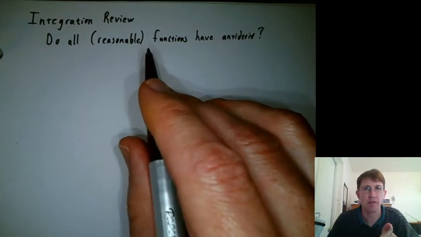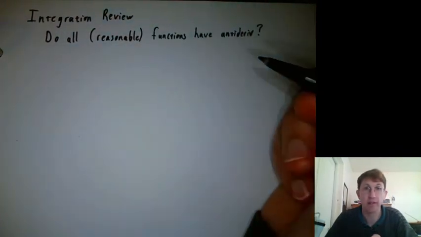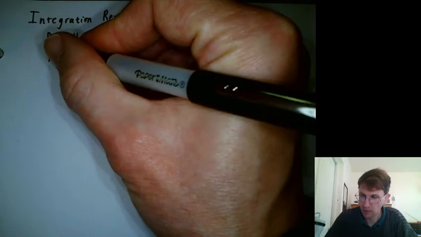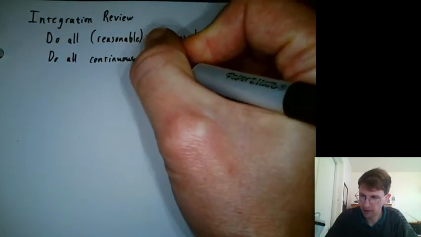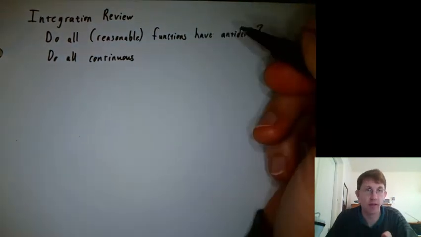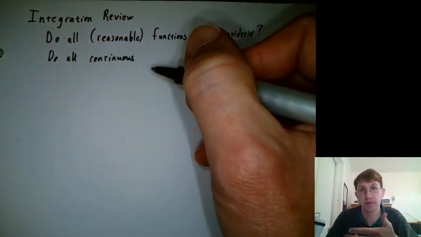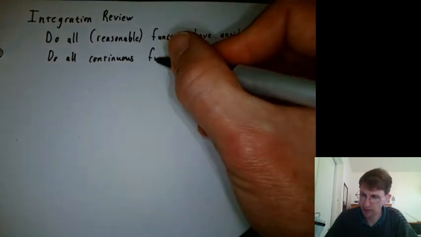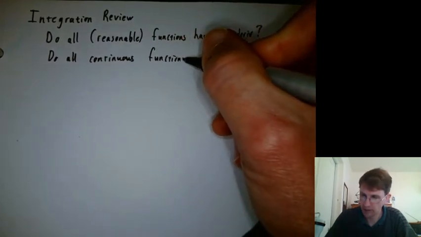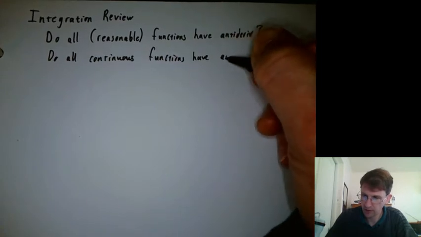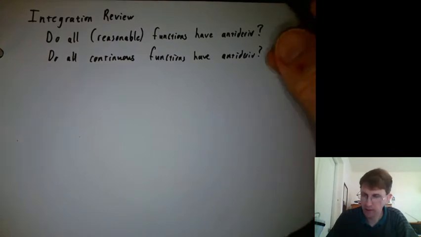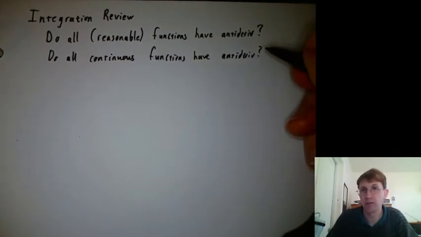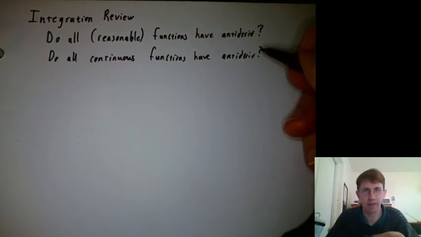What does it mean to be reasonable? Well, you might say, do all continuous functions have antiderivatives? There are reasonable non-continuous functions like the unit step function, but continuous functions are especially reasonable, right? So we might ask, do all continuous functions have antiderivatives? And it's not even clear what it means to have an antiderivative. Does it have an antiderivative formula, something involving e's and sines and stuff?